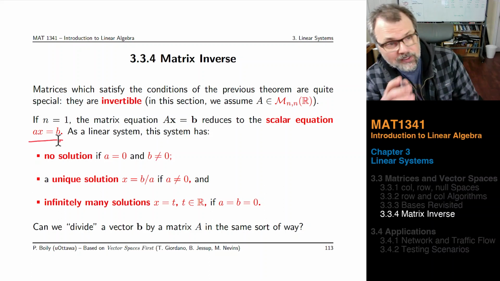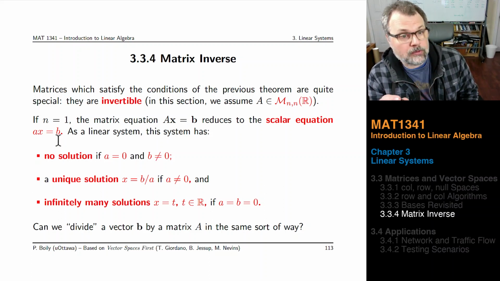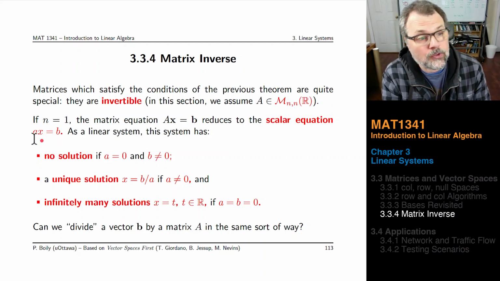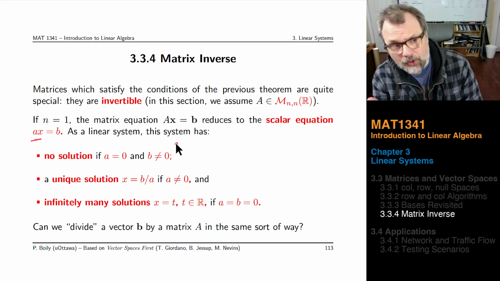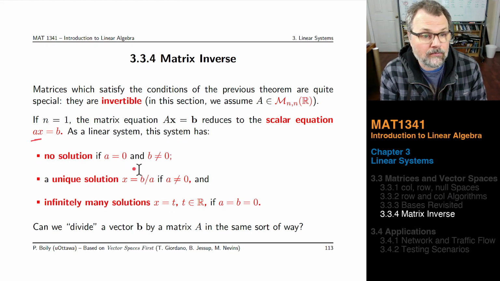Now, if you view this as a linear system, you're either going to have no solution at all. When does that happen? You'll have no solution when this thing is degenerate, which is to say on the left is 0, and on the right you don't have 0. Well, for this to happen, you have to have an a which is 0, and a b which is not 0.